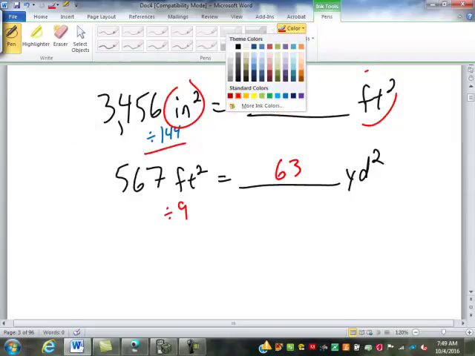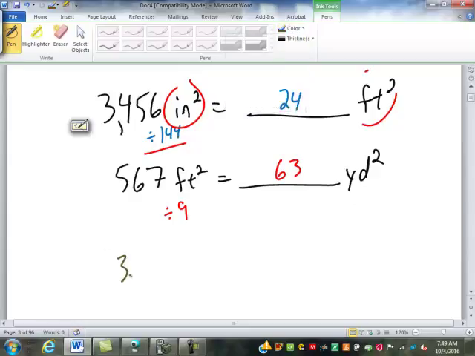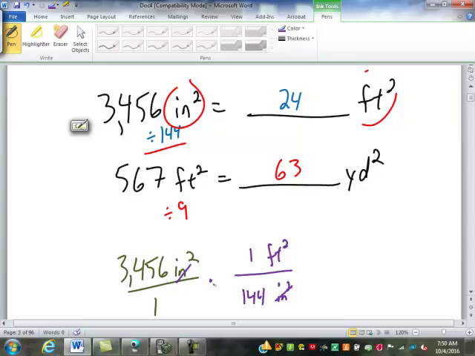Or we could set it up like this. Put inches squared on bottom, feet squared on top, so that the inches squared will cancel out. 1 foot squared is 144 inches squared. So that's telling us we have to divide because the 144 is on bottom.